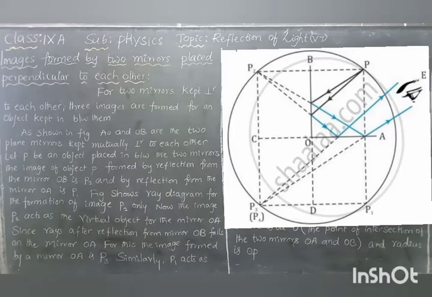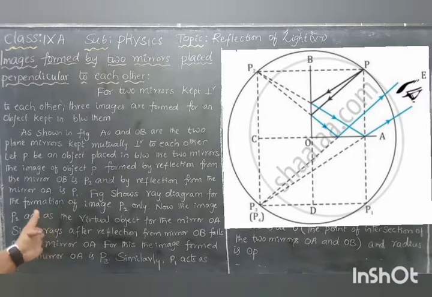Hello children. In the last class we already discussed that when two plane mirrors are parallel to each other and the object is placed in between them, an infinite number of images is formed. Because one particular image acts as an object for the other mirror, it is a continuous process, so infinite images will form perpendicular to the base of the object. That is the first case.